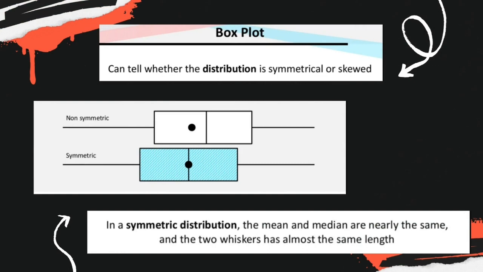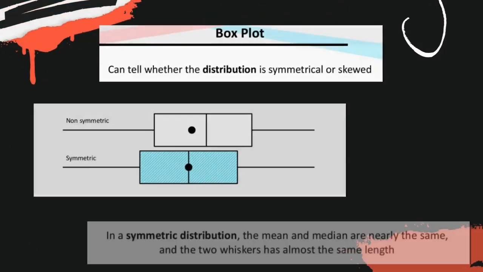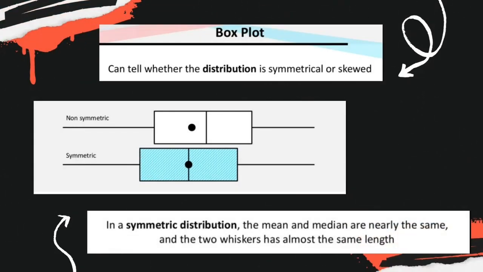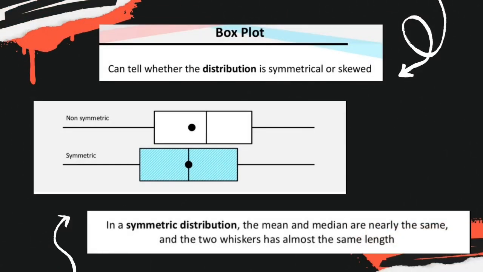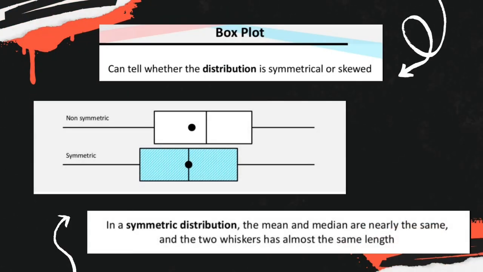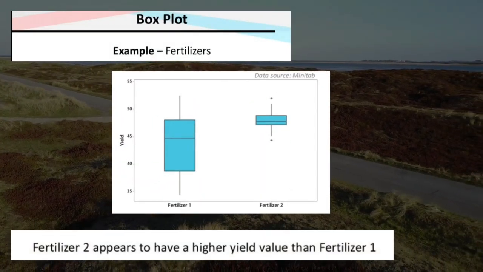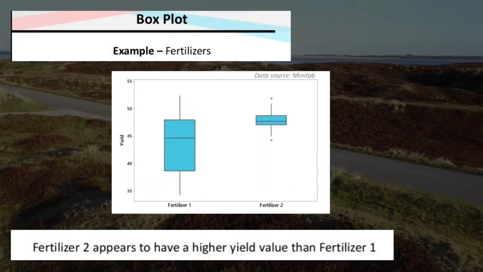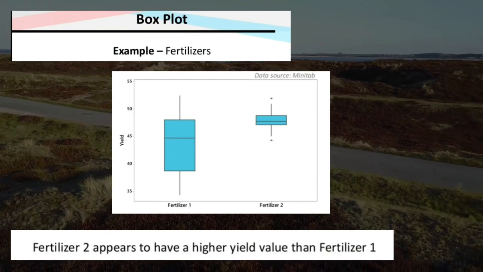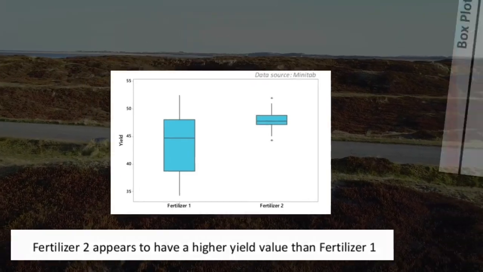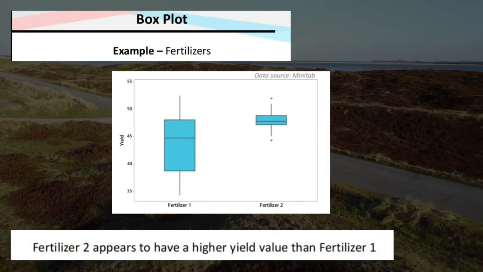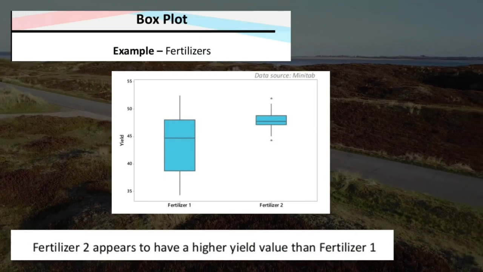A box plot can tell whether the distribution is symmetrical or skewed. In a symmetric distribution, the mean and the median are nearly the same, and the two whiskers have almost the same length. These are examples of fertilizers. Fertilizer 2 appears to have a higher yield value than fertilizer 1.